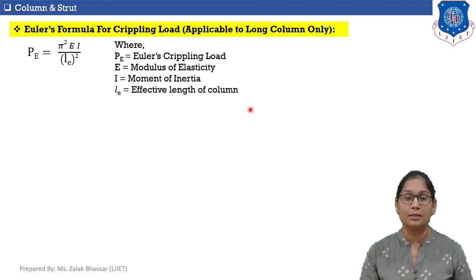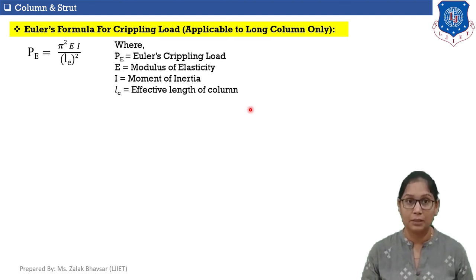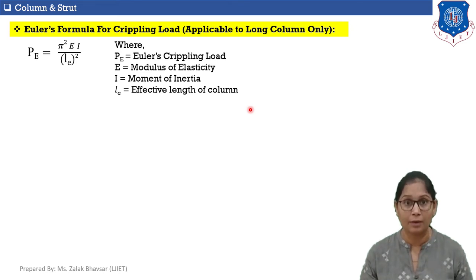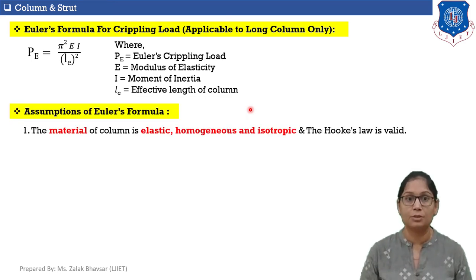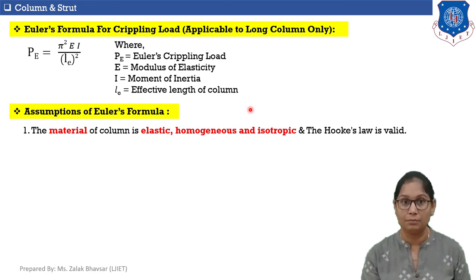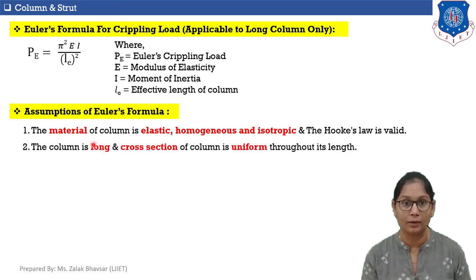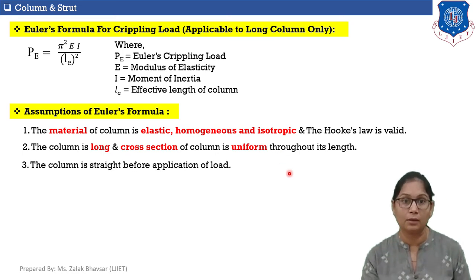Now, let's discuss the assumptions of Euler's formula. It means whenever we are applying Euler's formula for calculating crippling load, we make certain assumptions. So here, let's discuss the various assumptions. Here is assumption number 1. We assume that the material of the column is elastic, homogeneous and isotropic and Hooke's law is valid. Now in the second assumption, we assume that the column is long and the cross section of the column is uniform throughout its length. In the third assumption, we assume that the column is straight before application of load.